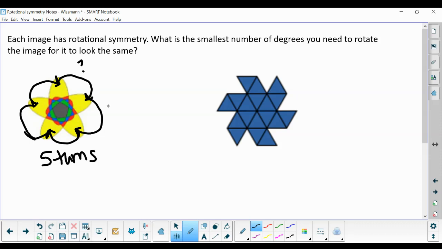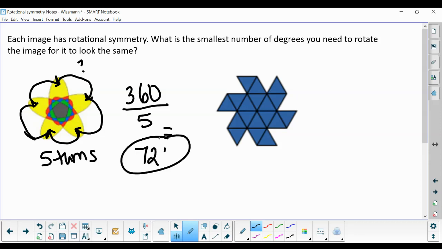Well, a complete circle is 360 degrees. If I divide that by the 5 turns I just took, I'll get the smallest number of degrees it takes to go from one flower petal to the next. So 360 divided by 5 is 72 degrees. Each of these turns is 72 degrees. That's the smallest number of degrees it takes for it to look exactly like it started.